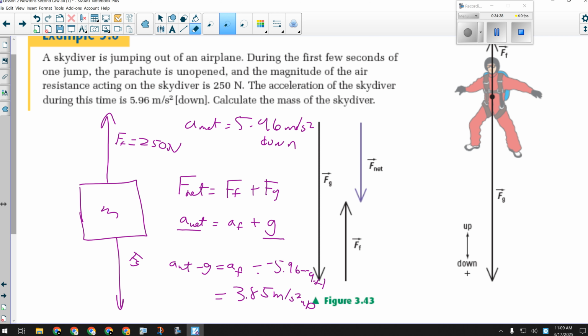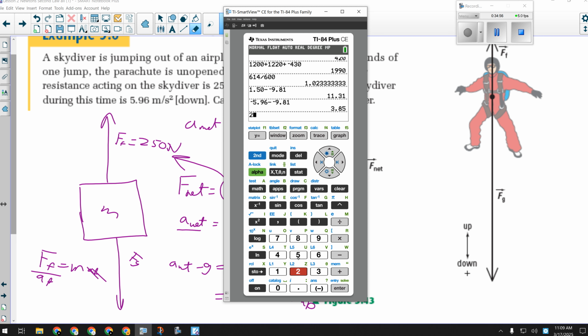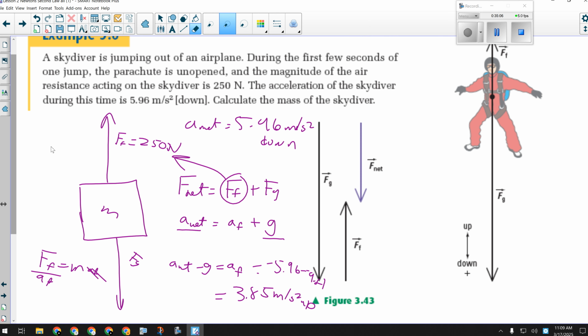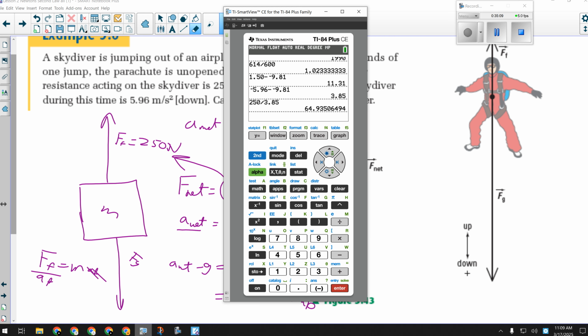Now that I know that, since I know that force of friction was 250 newtons, I can say force of friction equals mass times acceleration due to friction. Just bring the acceleration due to friction over: 250 divided by 3.85. So the mass of that person is 65 kilograms. We have three significant digits, 64.9 kilograms for that one.